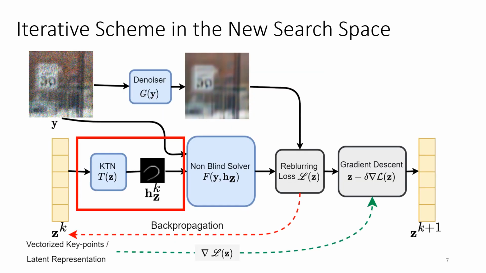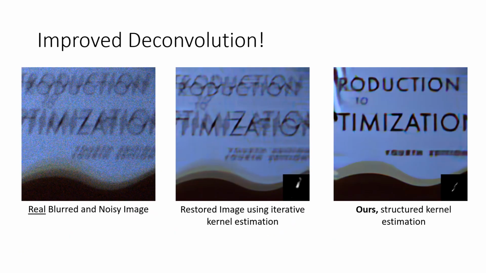Once this network is trained, we can use it in the iterative scheme described a few minutes ago. You can see this iterative scheme isn't really different, except the fact that we are using KTN to represent the kernel. We are not searching the kernel in the pixel basis anymore, but we are using this vectorized key points representation. As you can see, this leads to really improved deconvolution results. There is no residual blur in the image, and the resulting image is so much cleaner.